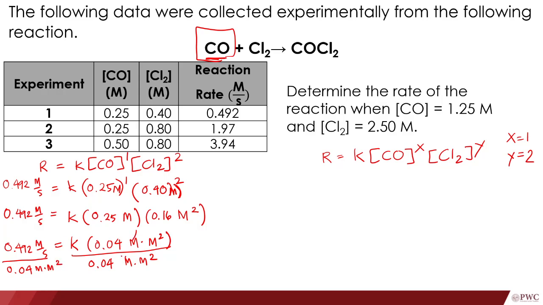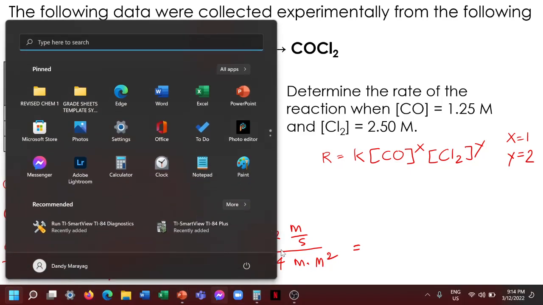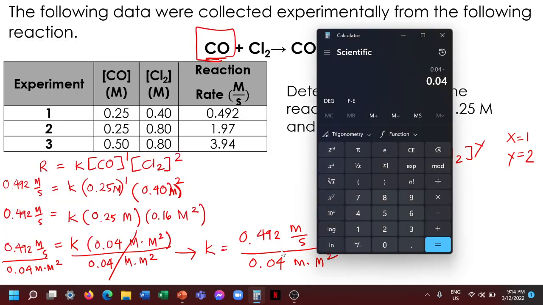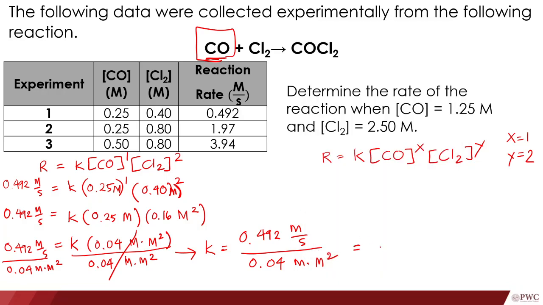So obviously this will be cancelled here. So what's left here, I'll put it here. K is equal to this one, 0.492 molar per second over 0.04 molar times molar squared. Now let's divide this one. Let's use the calculator again. 0.492 divided by 0.04, that's equal to 12.3.